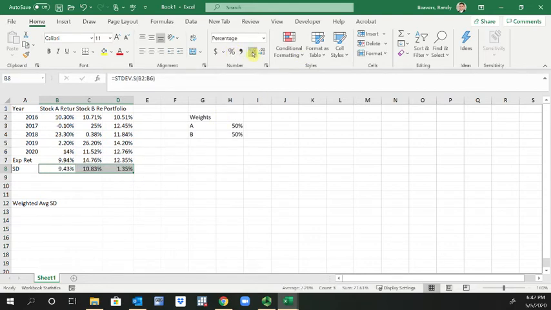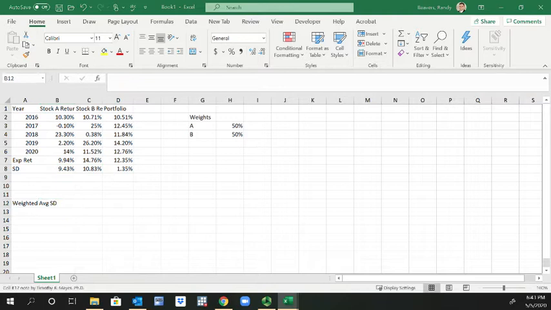So what you can see here immediately is that, and this isn't necessarily the way to calculate, we'll get into more nuanced ways of doing this later, but just doing this, you can see that the standard deviation of the portfolio is much less than the standard deviation of the returns of either A or B.